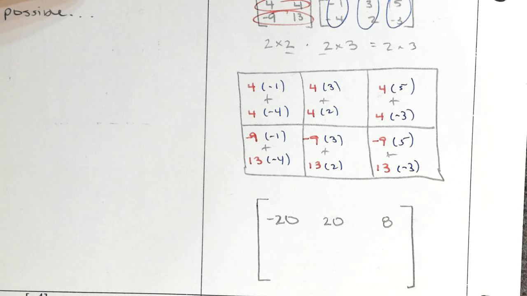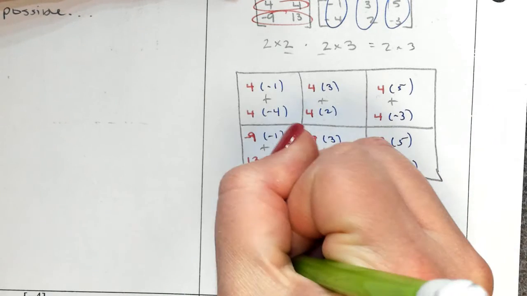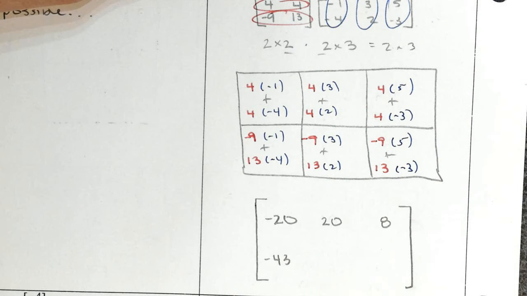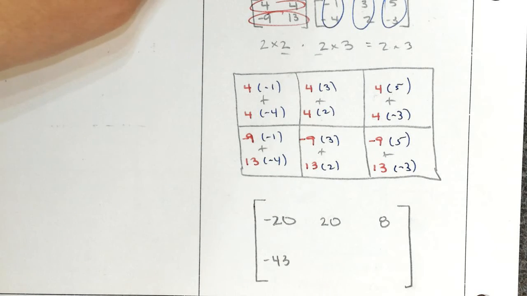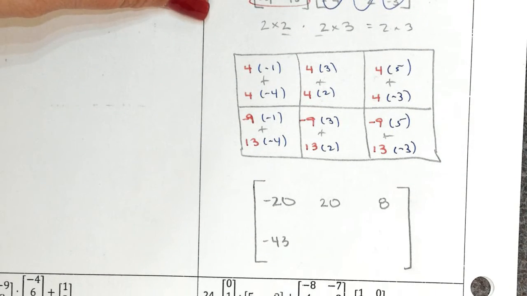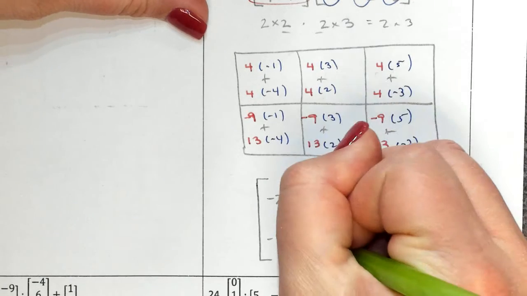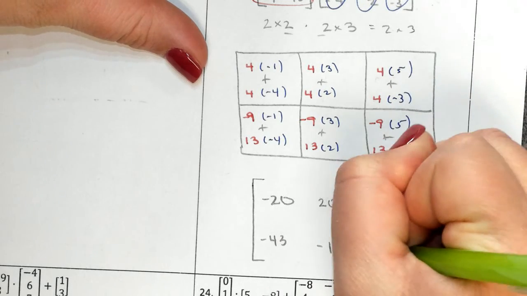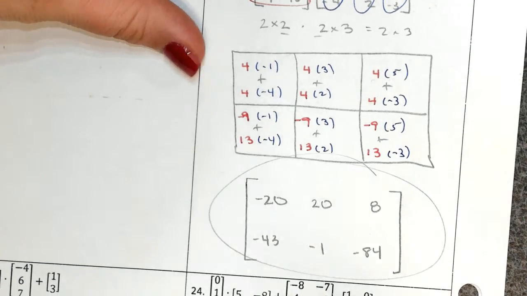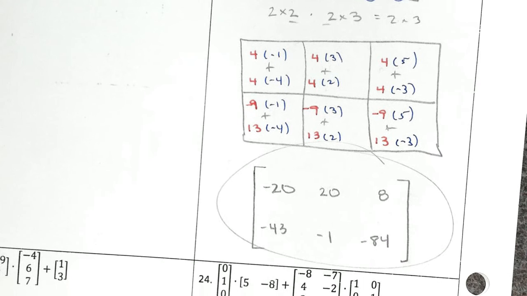-9 times -1 plus 13 times -4. -1 here. -9 times 5 plus 13 times -3. -84. That would be your final answer.